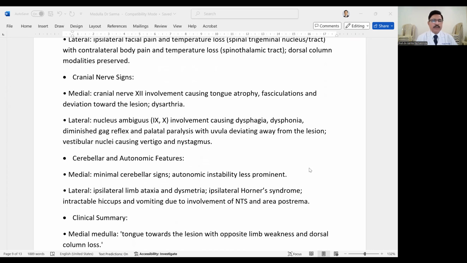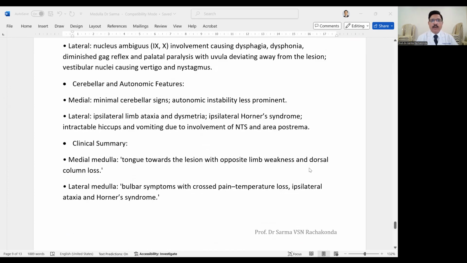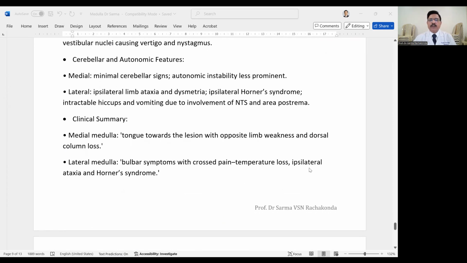Cerebellar and autonomic features. Medial: minimal cerebellar signs; autonomic instability is not a feature. Lateral: ipsilateral limb ataxia, dysmetria, ipsilateral Horner's, intractable hiccups, vomiting due to involvement of the NTS and area postrema. Clinical summary. Medial medulla: tongue towards the lesion with opposite limb weakness and dorsal column loss. Lateral medulla: bulbar symptoms with crossed pain and temperature loss.